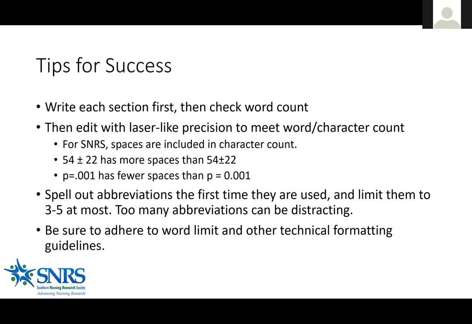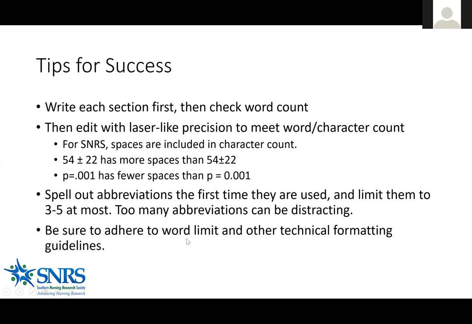Now, an example for SNRS, they include spaces in the character count. So sometimes you have to get a little creative. So you can see here, 54 plus or minus 22, written one way, has more spaces than another way. And sometimes you have to do that just to get it under your character count. Your p-value, putting it all together and leaving out the preceding 0, has fewer spaces than if you put a space before and after the equal sign and add that leading 0.